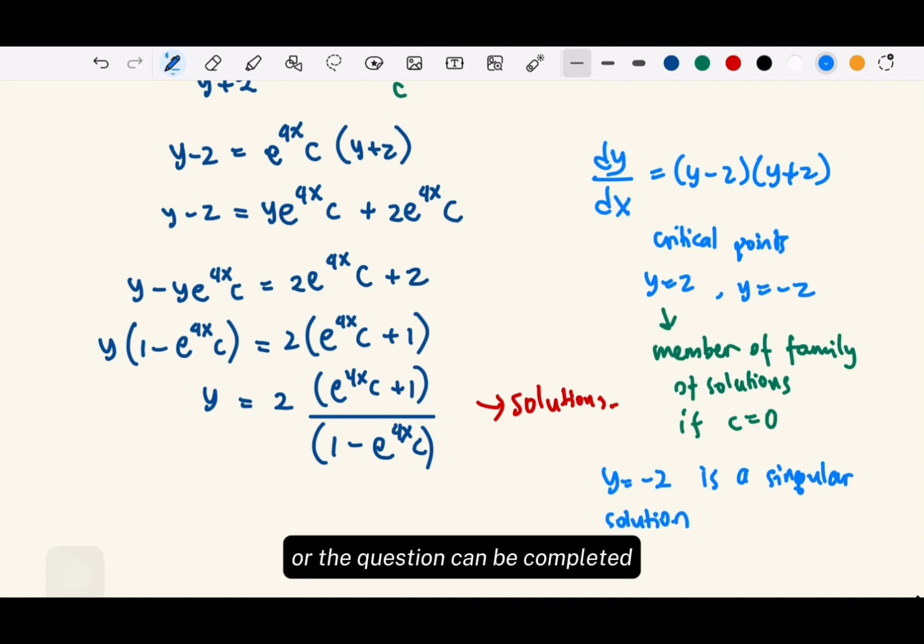Or the question can be completed if it also includes the initial value or initial condition. Sometimes the questions, they will provide the points, so you could just plug in the points and then you can compute the constant. Okay.